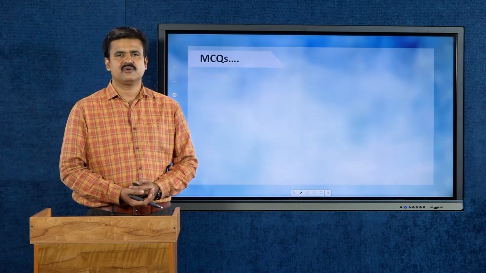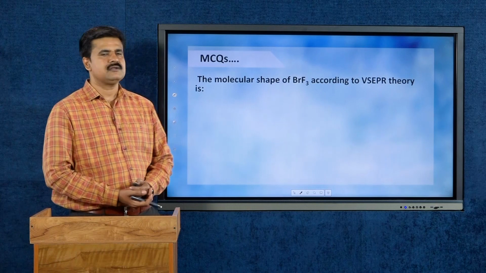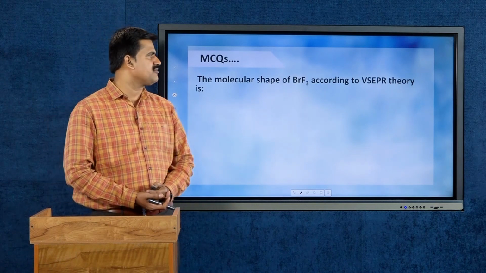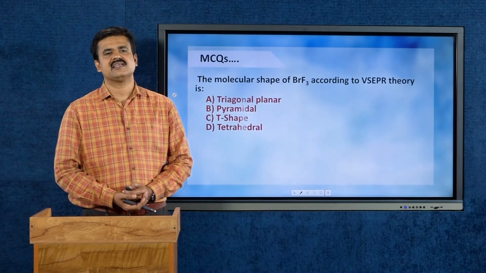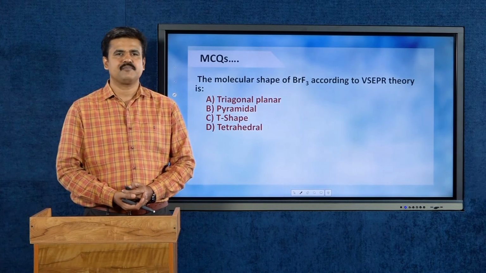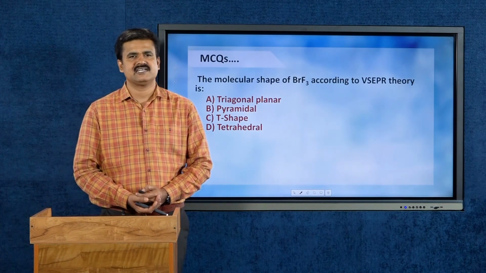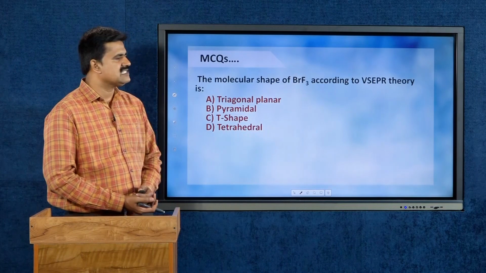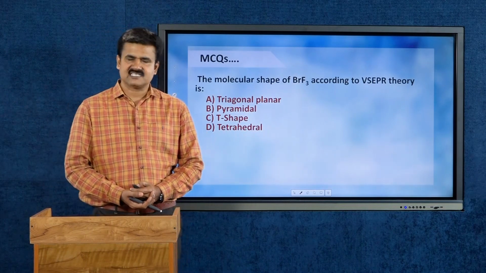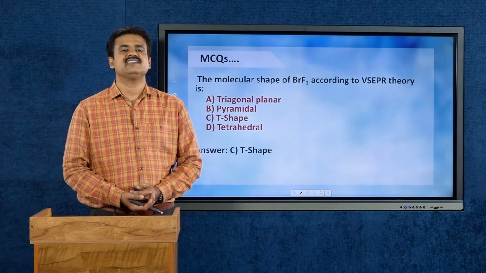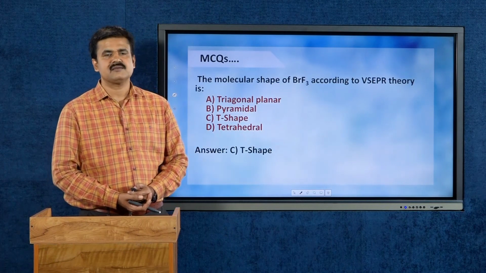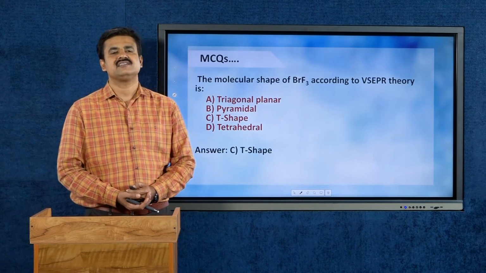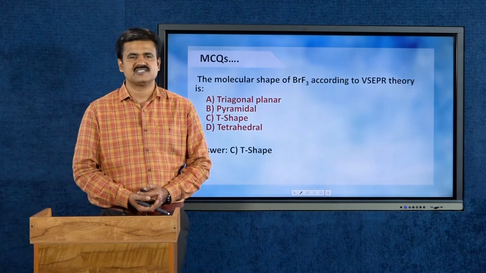Now, we are looking at another multiple choice question. The molecular shape of BrF3 according to VSEPR theory is trigonal planar, pyramidal, T-shaped, or tetrahedral. The question is about BrF3, which is structurally analogous to ClF3, and it is clear that ClF3 and BrF3 are both molecules having a T shape. So, your answer is option C, T shape.